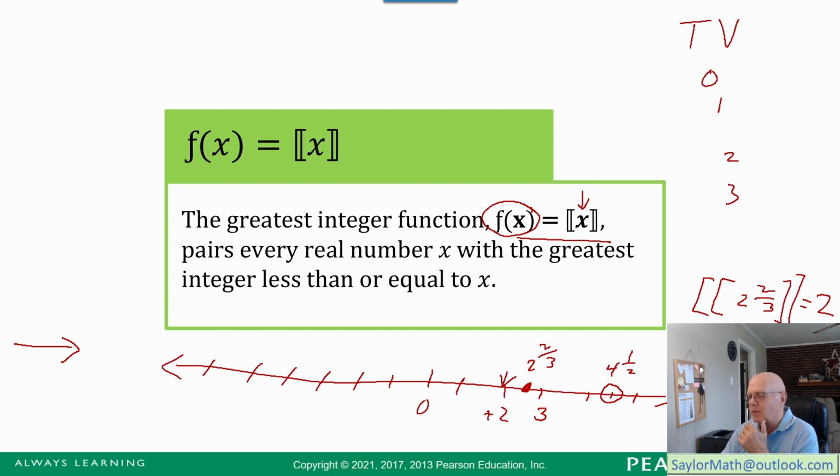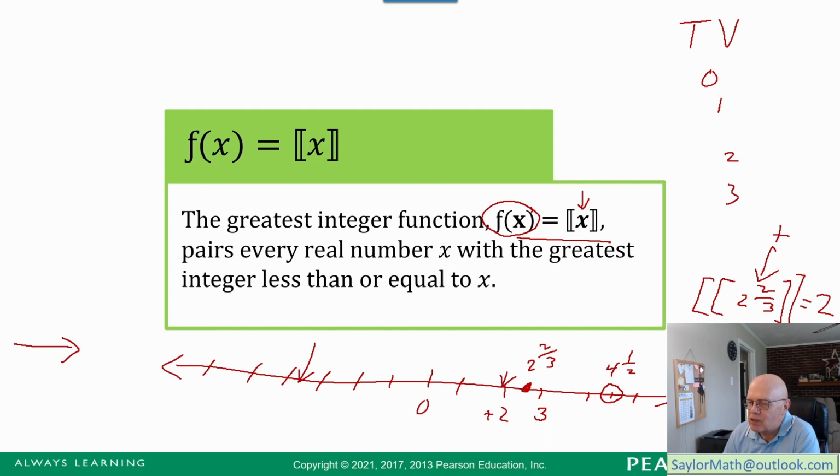Okay, that's pretty simple. In fact, most of us usually look at that, and if this number in here is positive, we just chop off the fraction part or the decimal part. It's real simple. Where it gets tricky is back in here.